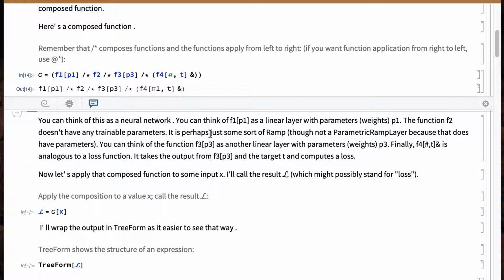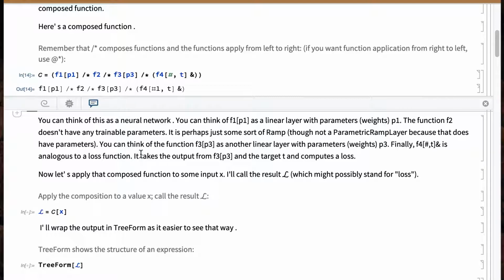All right, and you really can think of this as a neural network. You can think of f1, p1 as a linear layer with parameters p1. The function f2 doesn't have any trainable parameters, so maybe it's just some non-linearity like a ramp. It couldn't be a parametric ramp layer, though, because that does have parameters. You could think of the function f3, p3 as another linear layer with parameters p3. And finally, maybe f4 with two arguments. What layers have we seen with two arguments? We've seen loss layer functions, like the mean squared loss layer or the cross entropy loss layer.